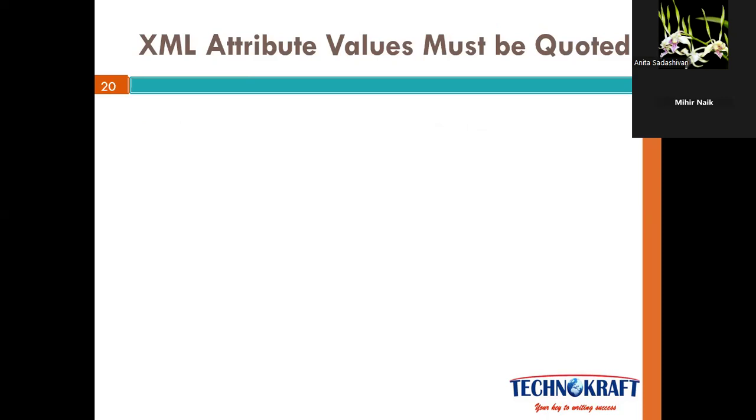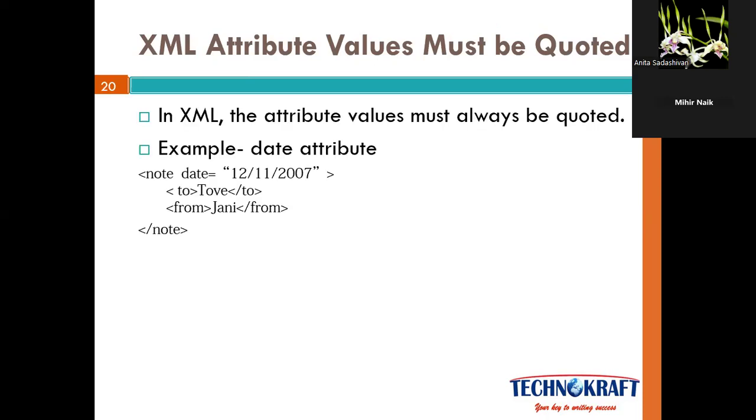XML attribute values must be quoted. In XML, the attribute values must always be quoted. Example, the date attribute in the note element has to come within quotes. To Toby from Jani, and then the closing note. First of all, you said you should have a parent tag in every XML document. Yes, note is the parent. The to and from are the child elements.